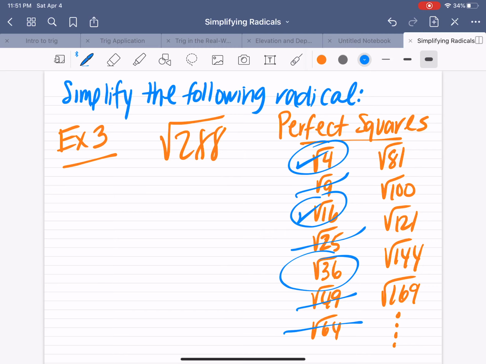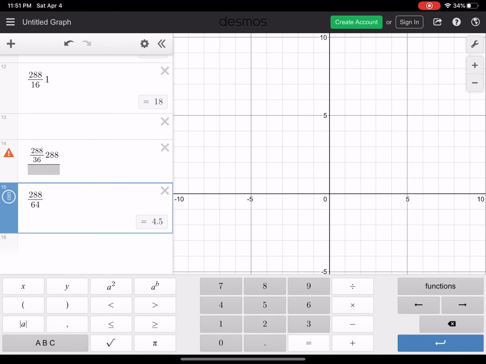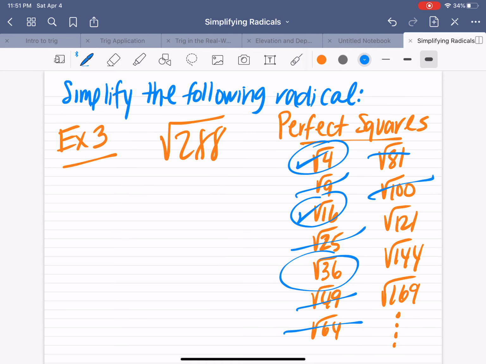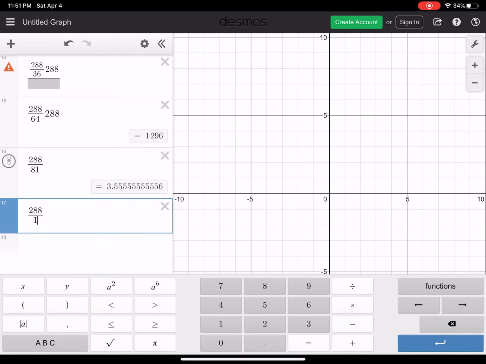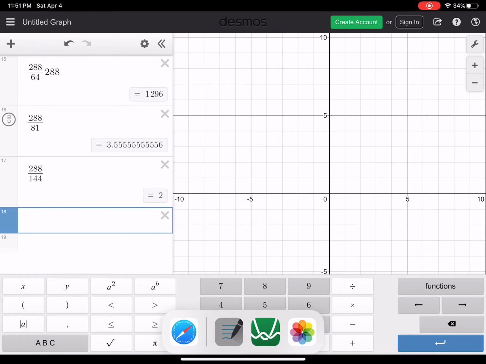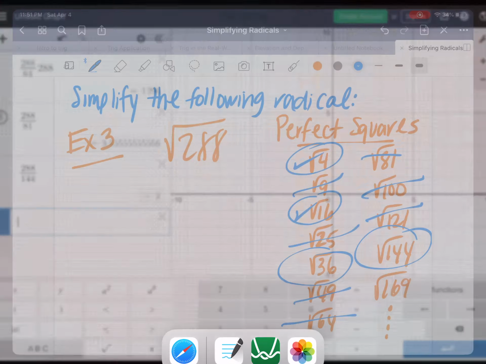Square root of 81. I don't think so. 288 divided by 81 is a no. 100, no. 121, no. I think 144 does, so let's check. So 288 divided by 144. Yes, and it's 2. Now, there's more, but I'm sure this right here is the biggest one.